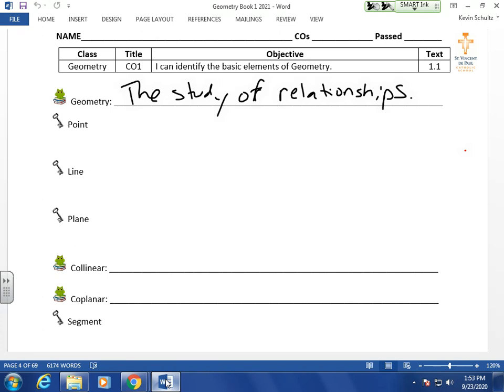And some of the nuts and bolts of geometry, that's what we're going to talk about on this first page here. Okay? The first thing is a point. A point is a location in space. It doesn't have a dimension. You can't measure a point, but it's meant to mark a location.